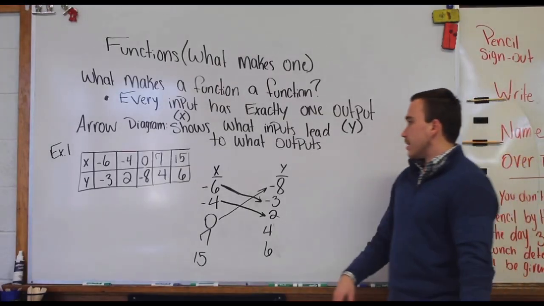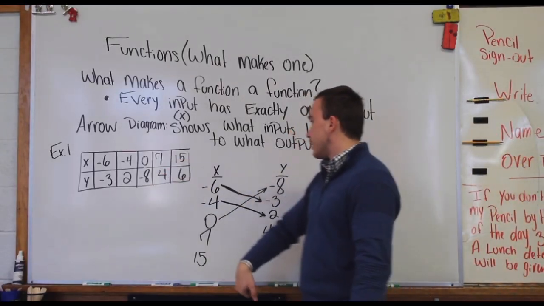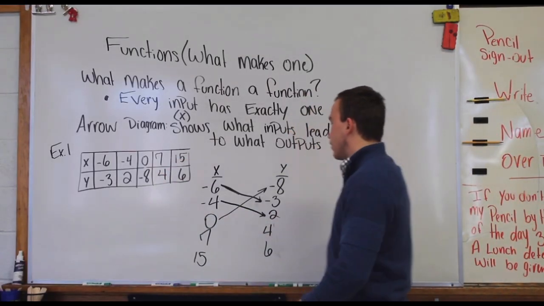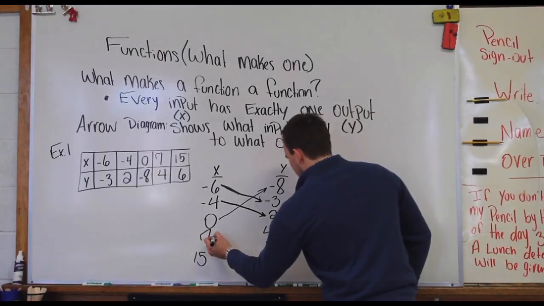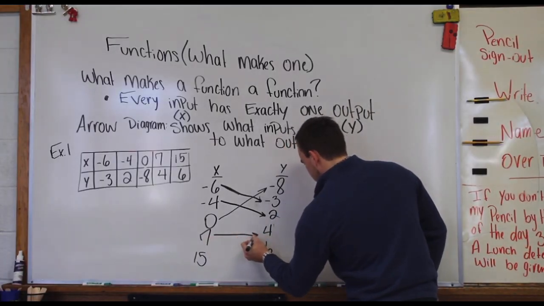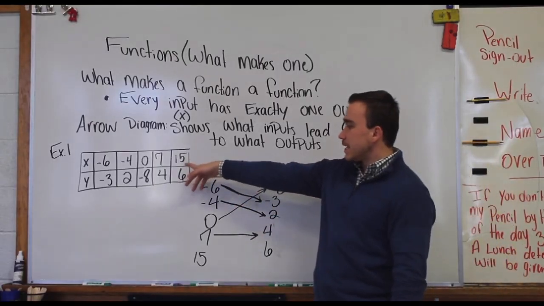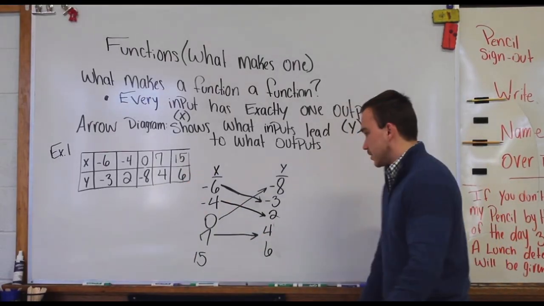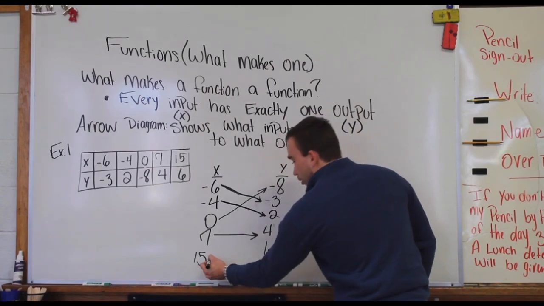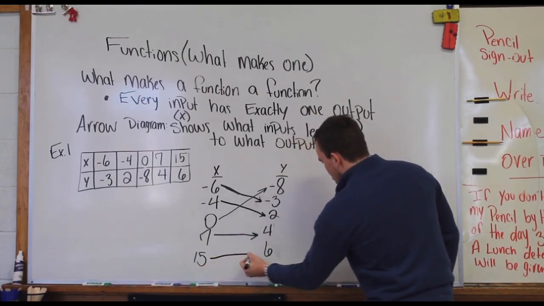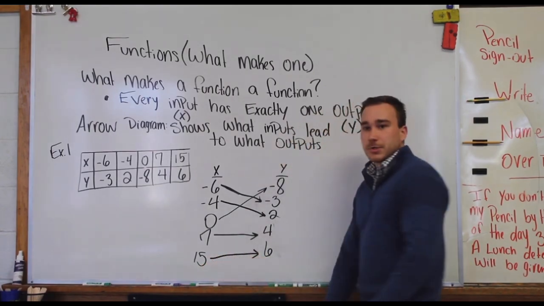Alright? So then we got 7, our input of 7 is corresponding to our output of 4. So that arrow goes straight across. And then finally, our input of 15 gets our output of 6. So we start at 15, we start our input, and we point toward our corresponding output.